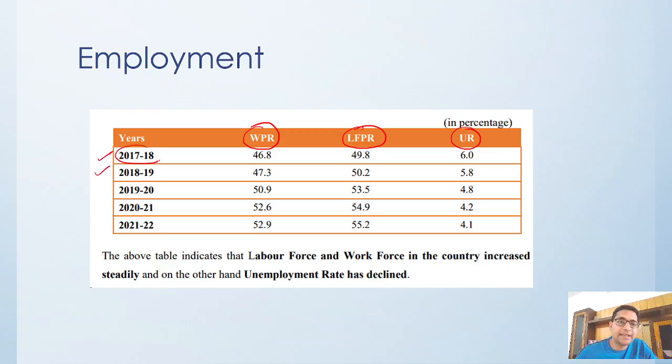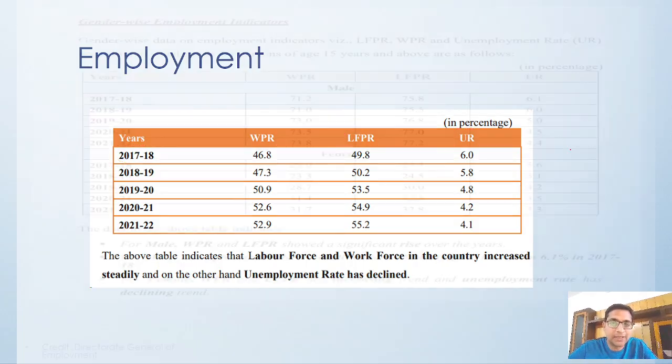In 2017-18, worker population ratio is 46% and it is increasing. That means more and more people are employed. Labor force participation rate, you can see, is also increasing. And since both of these are increasing, that is why unemployment is decreasing. Okay, unemployment is decreasing in our country, right? This is the way you have to read the data.